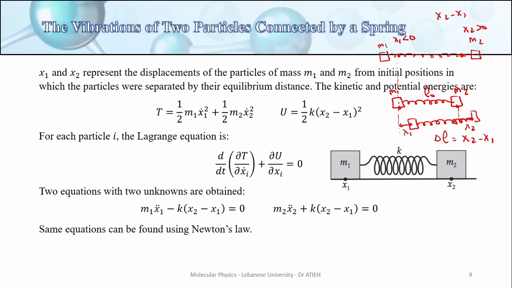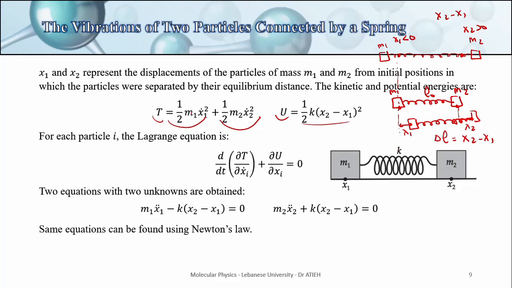Now the kinetic and the potential energy of the system formed of the two particles: the kinetic energy is equal to the kinetic energy of the first particle plus the kinetic energy of the second particle. It's half m1 v1 squared, where v1 is simply x1 prime, and half m2 v2 squared, which is simply half m2 x2 prime squared. U is the potential energy. It's equal to half k delta L squared, which is simply x2 minus x1 squared. So we have only one spring, one elastic energy.